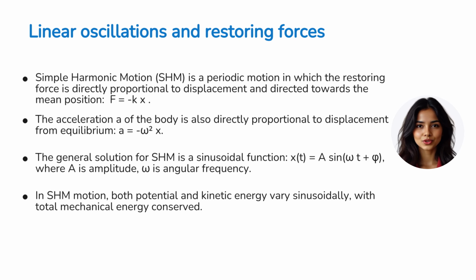Importantly, this restoring force is directly proportional to how far the object is displaced from that mean spot and is directed back toward it. We can express this neatly as F equals negative k times x, where F is the restoring force in newtons, k is a constant called the force constant, and x is the displacement in meters. That minus sign just tells us the force acts in the opposite direction to displacement.